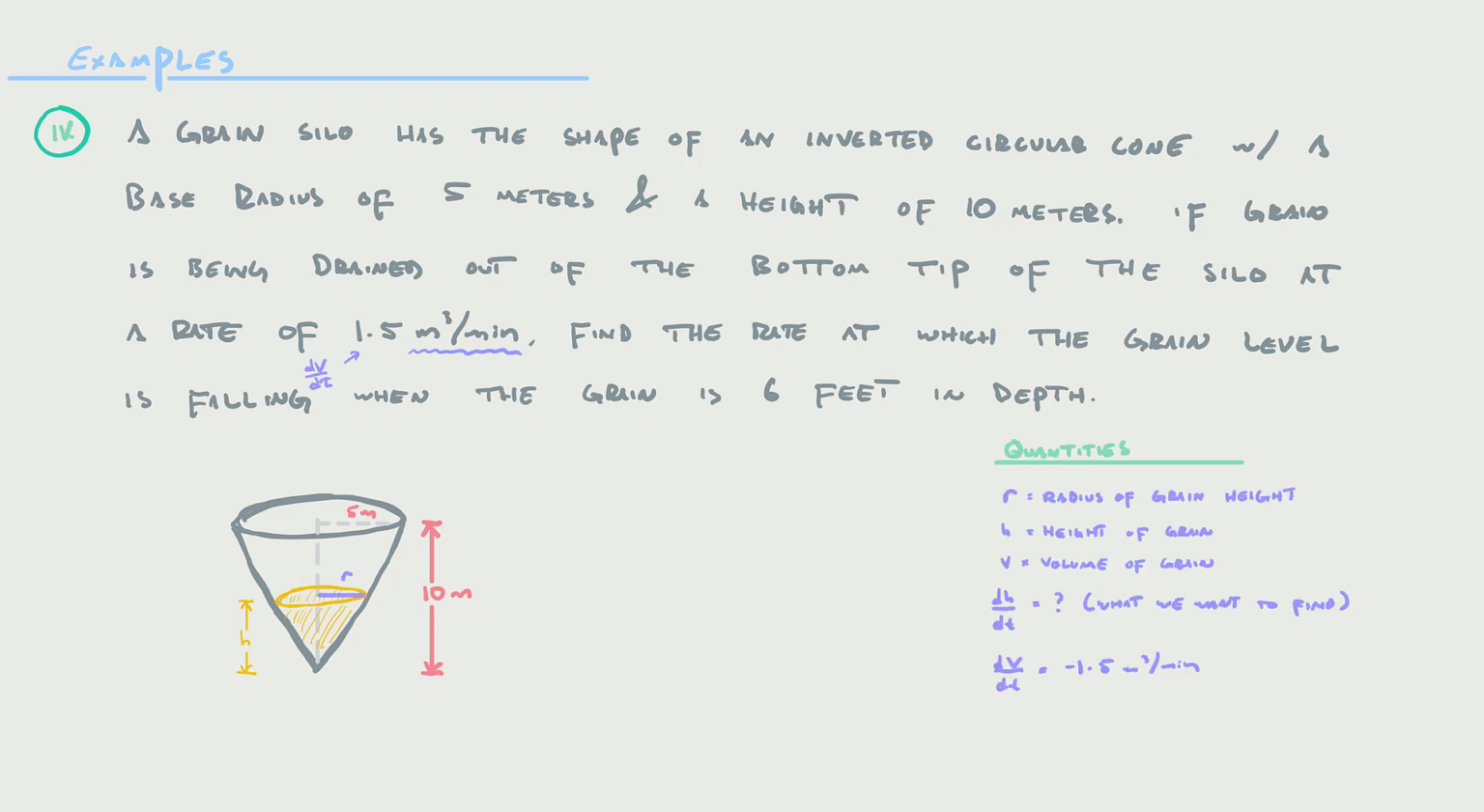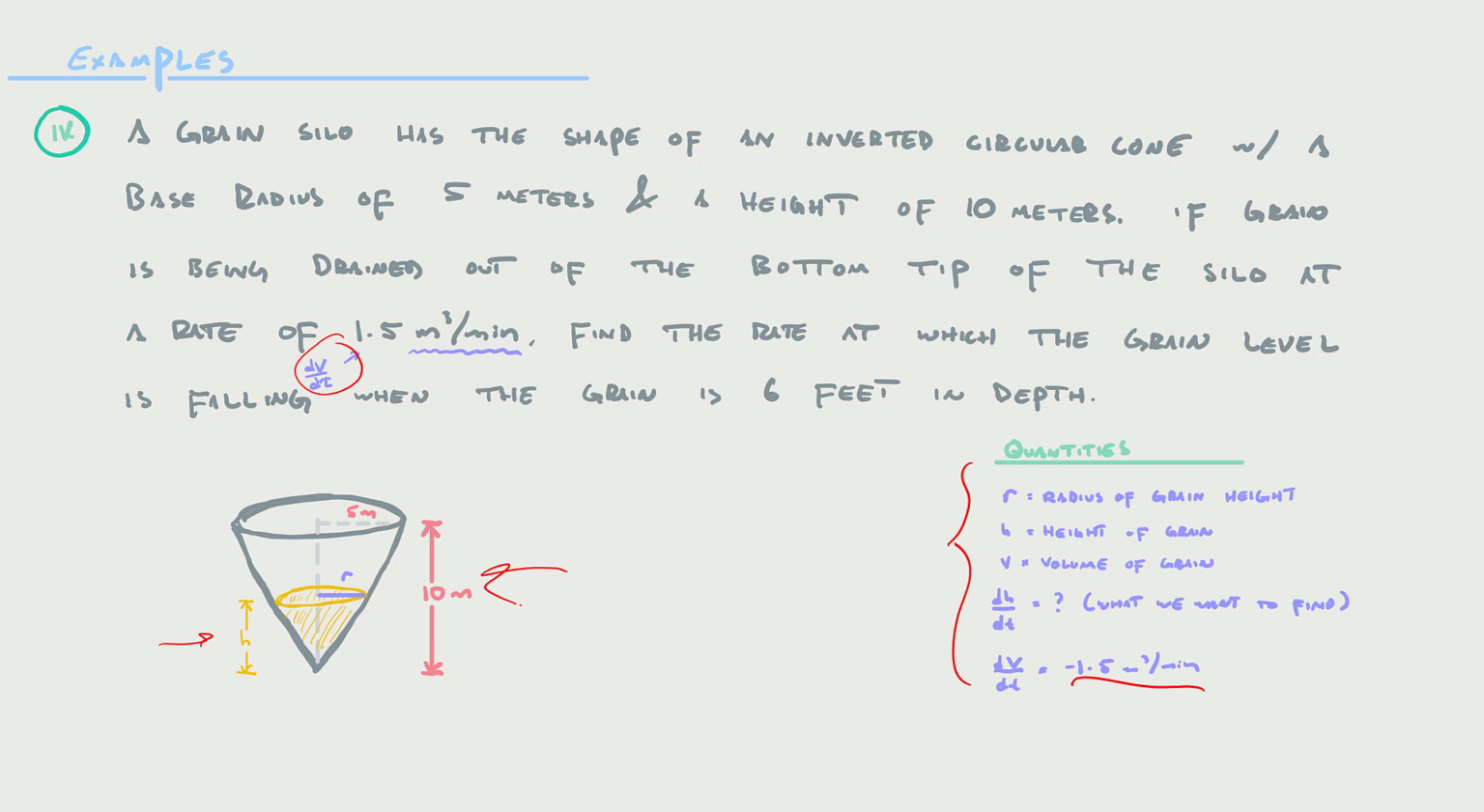So let's write down the stuff that we know. dV dt is 1.5, really it's negative 1.5 cubic meters per minute because we're losing grain. We have a radius of the base of the whole thing, that's 5, but that's not really important insofar as the equation that we're going to come up with. We have the height of the grain, that's h. Again, we have the height of the whole thing, which we're going to use in just a second, but it's not pertinent to the equation that we're going to use to relate these variables. And then we've got V, which is the volume of the grain.